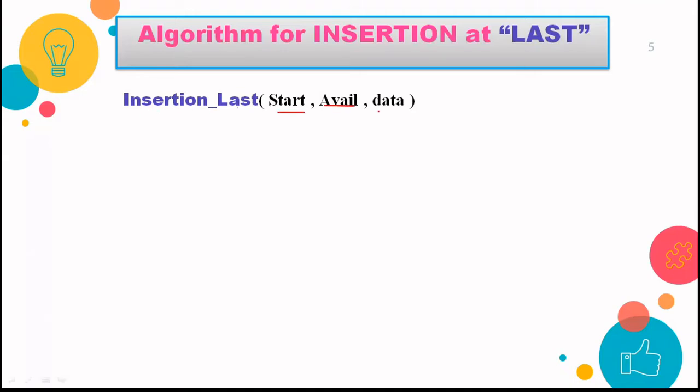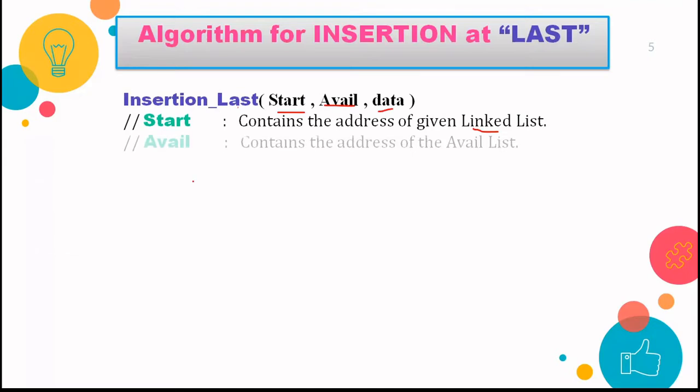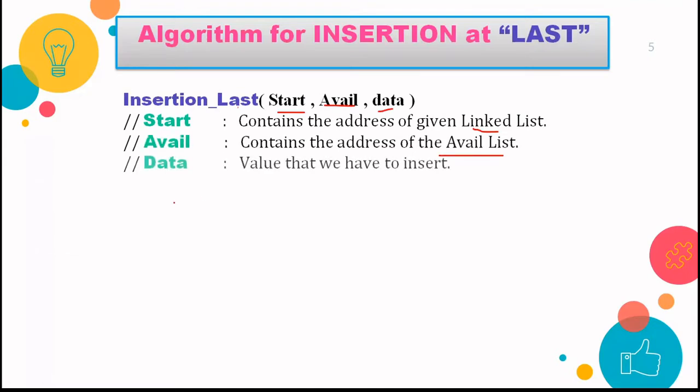And these are the three input parameters: start, avail, and data, where start contains the address of the given linked list, avail contains the address of the avail list, and data is the value that we have to insert. So the first condition that you need to check is, again, if avail is equal to null.